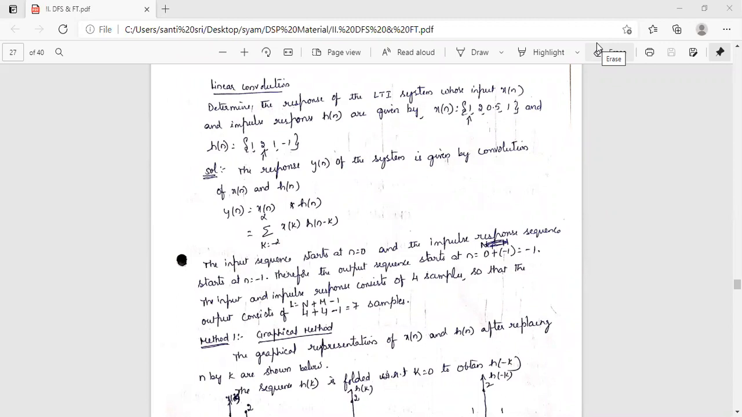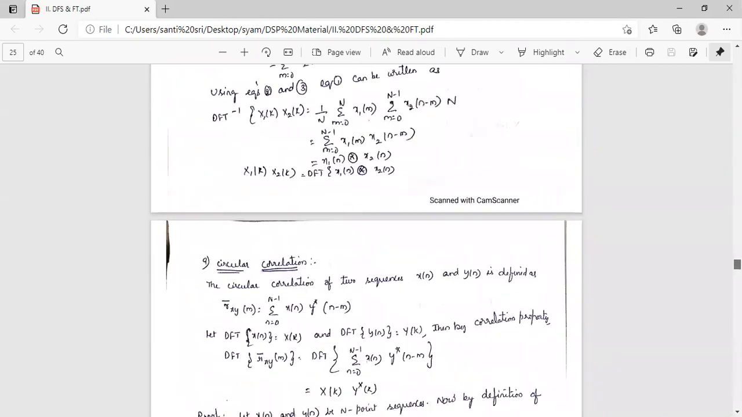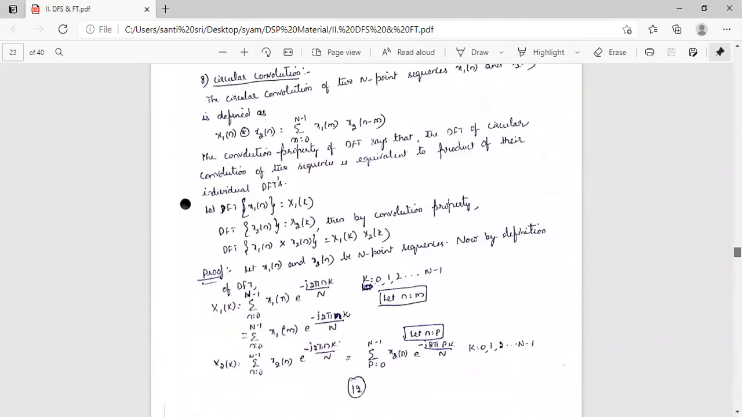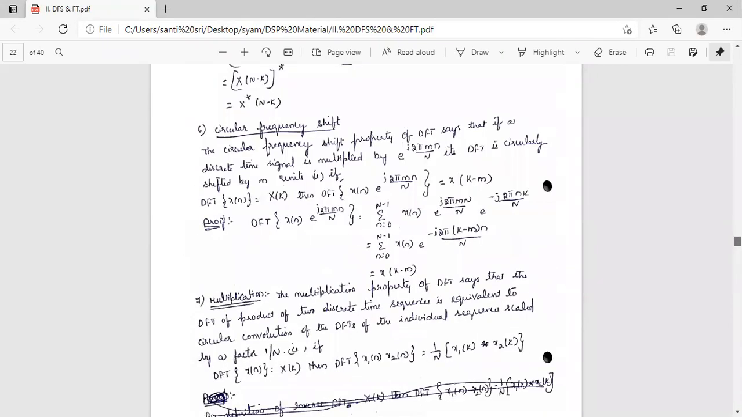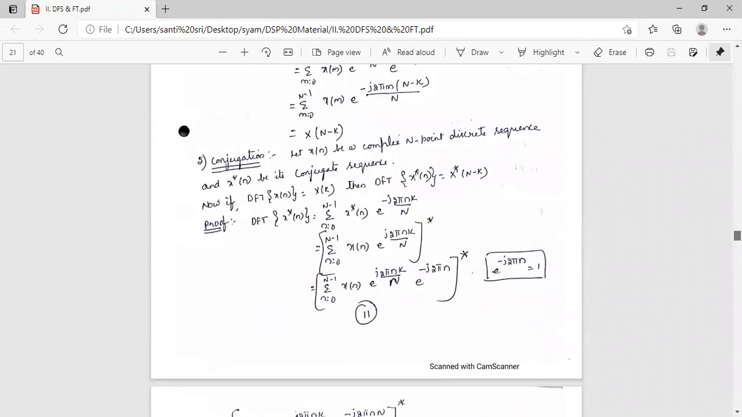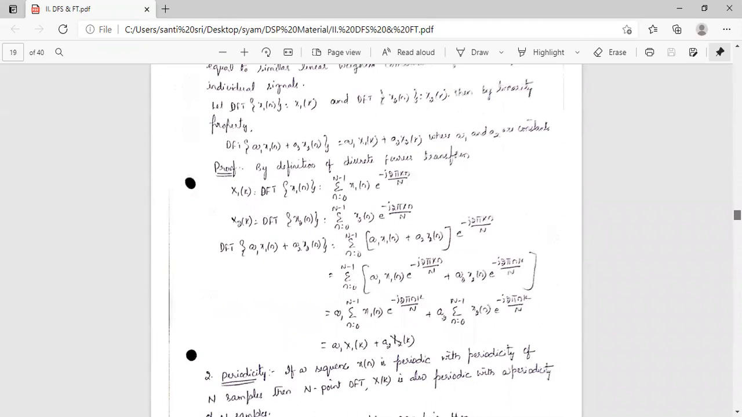So what are the properties? We already discussed the 10 properties: linearity property, frequency shifting, time shifting, Parseval's theorem, time differentiation, circular correlation, circular convolution, circular frequency shift, multiplication property, conjugation property, time reversal property, and periodicity property. All these properties were discussed in our last class.